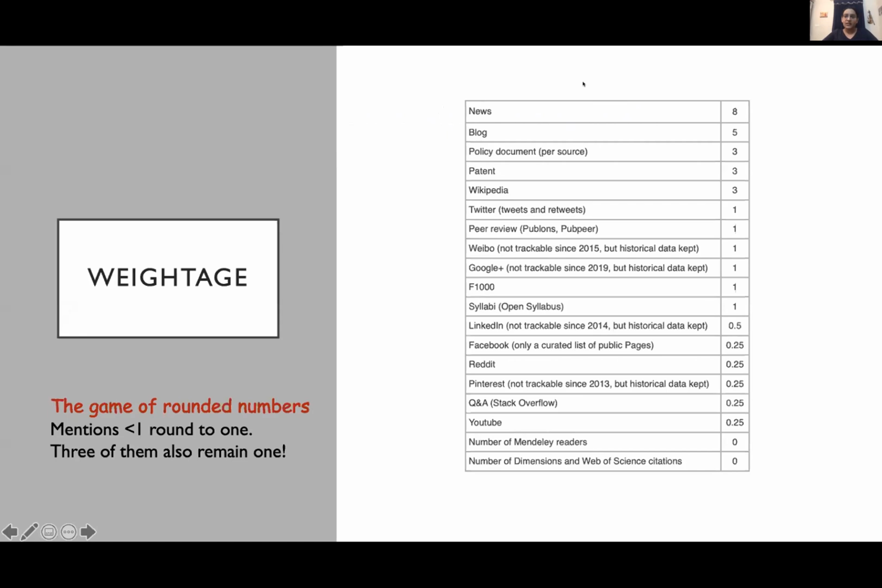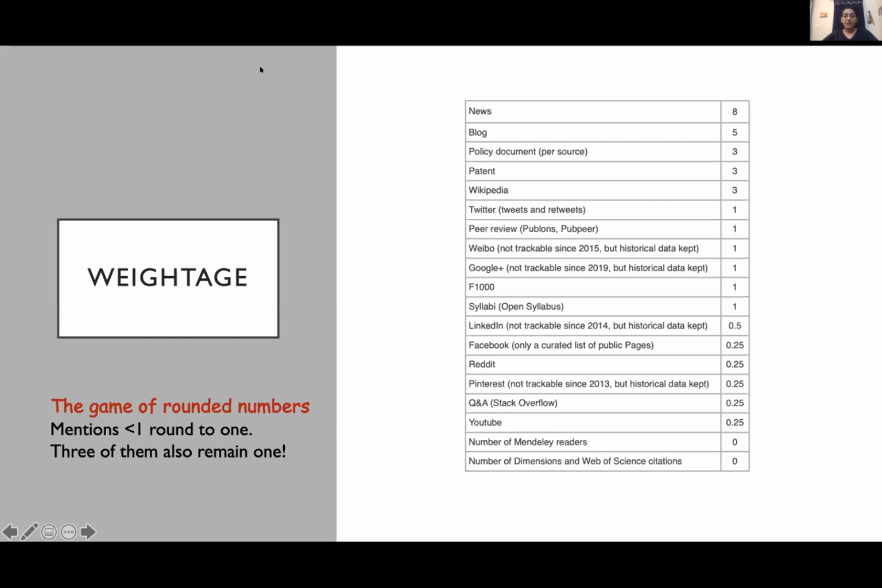This is the weightage that you get. News post is around 8, blog is 5, and policy document is 3. Patents are again 3, but most of the others are 1. And the smaller platforms, Facebook is not really small, but it is 0.25 here, and Pinterest, YouTube, all of these carry less weightage.